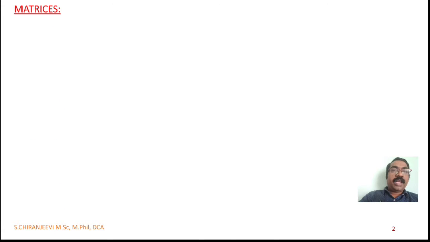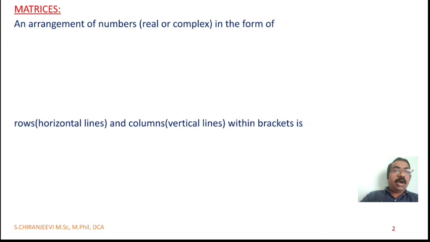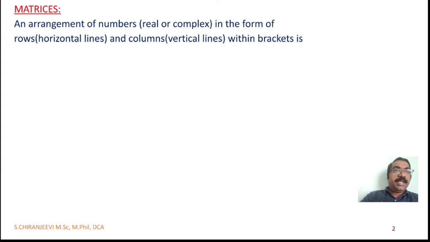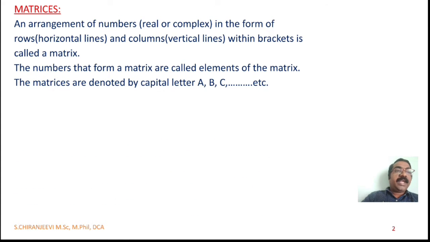So we go for the definition of matrices. An arrangement of numbers, real or complex, in the form of rows, which is horizontal lines, and columns, vertical lines within brackets, is called a matrix. An arrangement of numbers or elements in the form of rows and columns within brackets, we call it as a matrix. The numbers that form a matrix are called elements of the matrix. The matrices are denoted by capital letters capital A, capital B, capital C, etc. Example: A equal to, writing in the brackets the numbers 2, 2, 3, 3, 5, 4, 2, 7, 5.